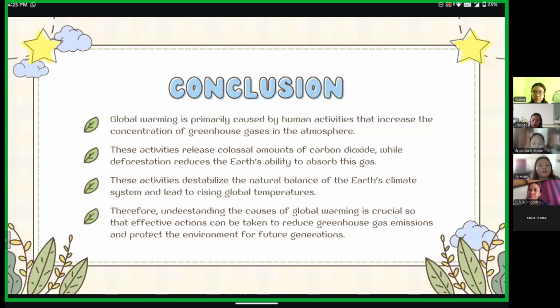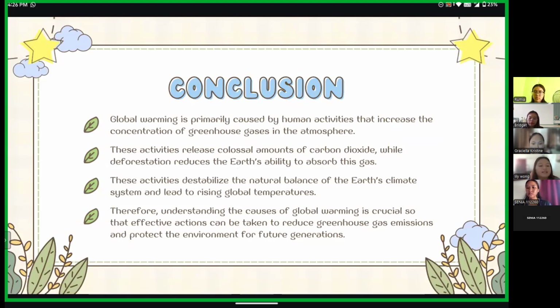Okay, what I can conclude is that global warming is primarily caused by human activity that increases the concentration of greenhouse gases, which is carbon dioxide, in the atmosphere. This human activity releases a colossal amount of carbon dioxide, while deforestation reduces the Earth's ability to absorb this carbon dioxide. This activity destabilizes the natural balance of the Earth's climate system, and it leads to rising global temperature.